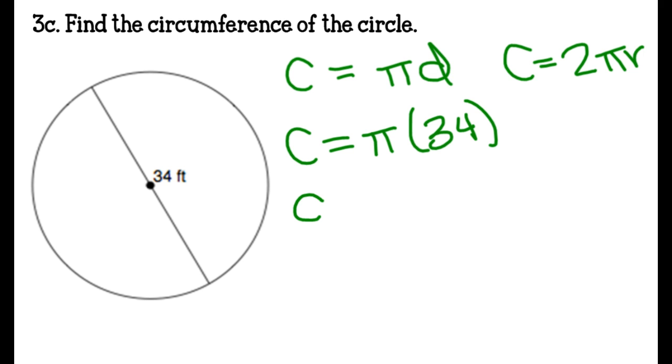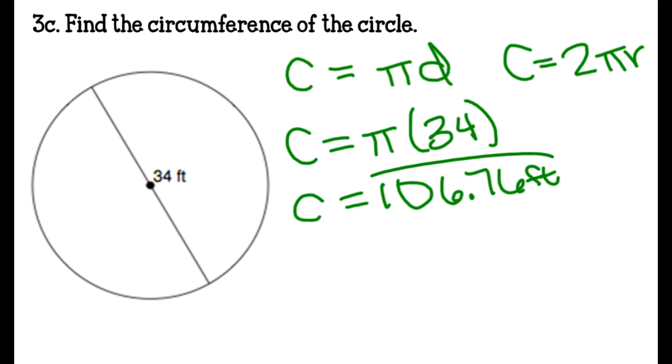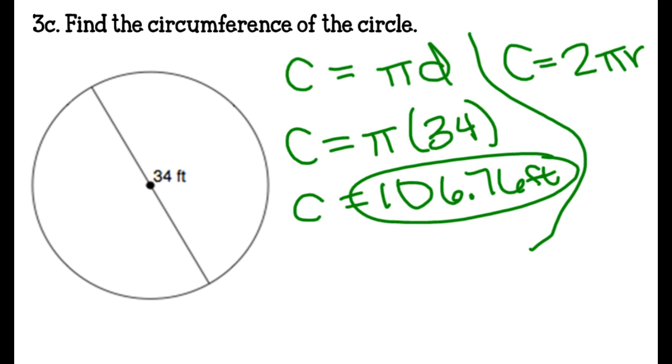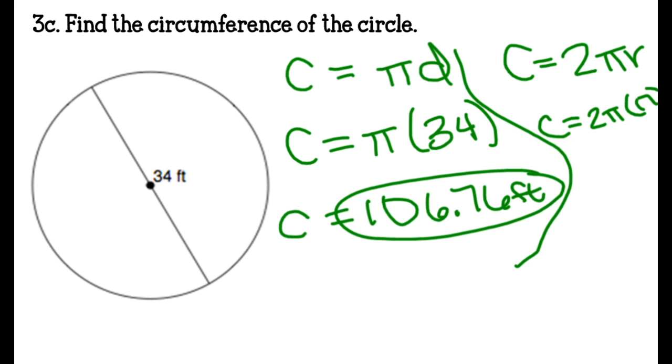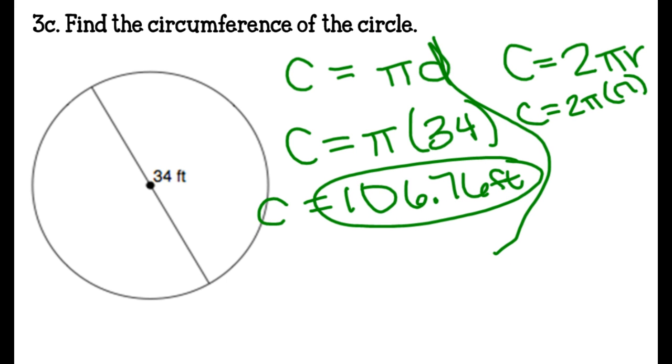When I take pi times 3.14, or take 3.14 times 34, I get 106.76 feet, and I circle that. And then the other way to do this is I find the radius, which is 17, and I take 2 times the radius of 17, which is 34. So really, there's no point in doing this because it is more work. So then you take c equals pi times 34, and you end up with circumference equals 106.76 feet.